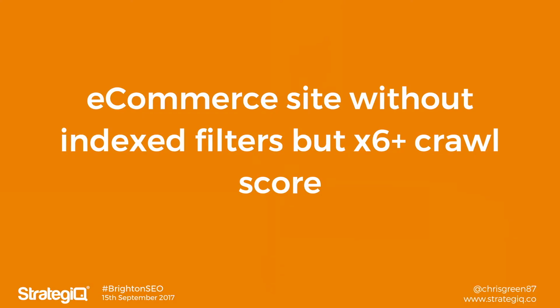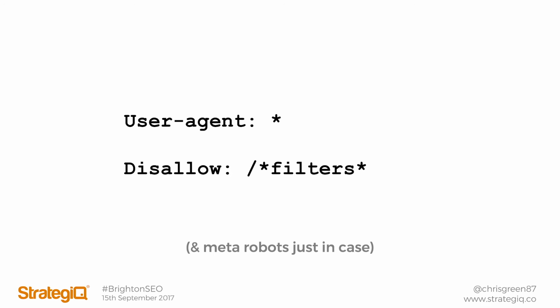So if we go back to e-commerce now, similar scenario to the one before, except that none of these filters are actually getting indexed. You've blocked them. You've been proactive from launch, but you're still seeing significant crawl problems from it. Well, that's fairly straightforward in that instance. We fix crawl problems with robots text files. Just disallow whatever the filter URLs are. But incidentally, if you want to use meta robots just to make sure those URLs still aren't getting indexed, you can still do that.